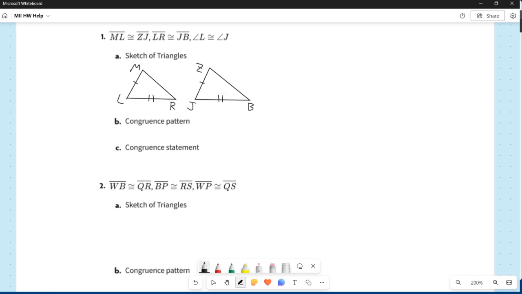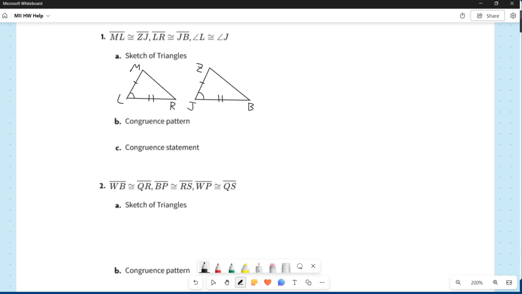And then finally, for part A, we're told that angle L is congruent to angle J. So now, in order to indicate that my two angles are congruent, I'm just going to put a single curve at the angle for L and a single curve for the angle for J. And so that is it for part A.